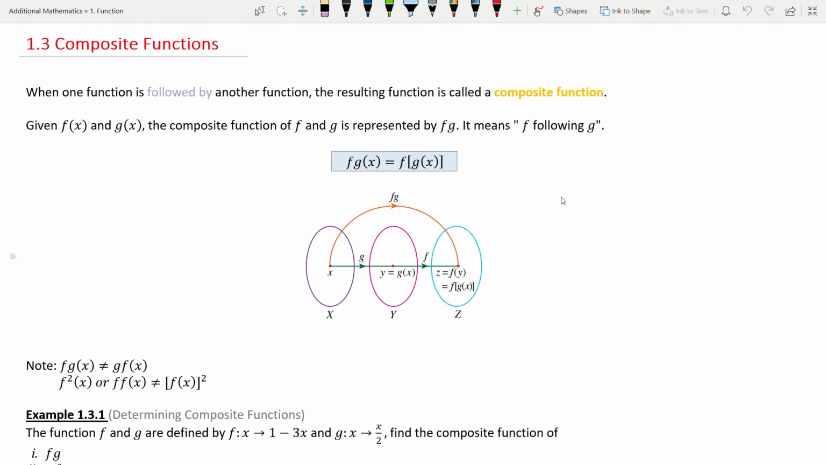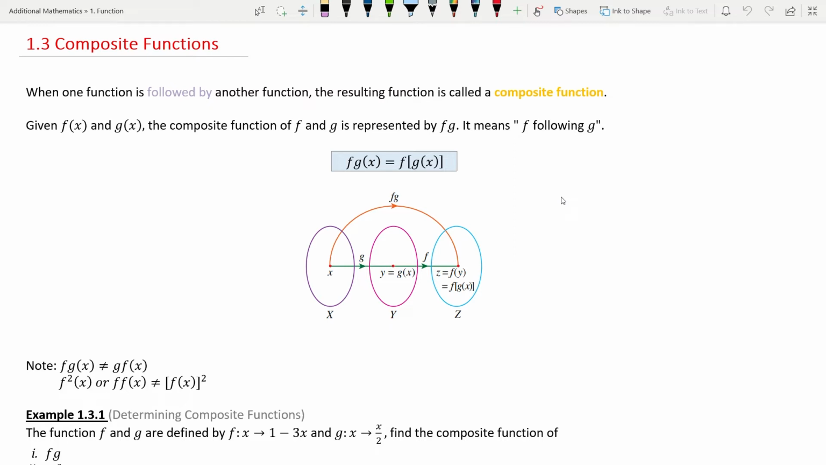1.3 Composite functions. When one function is followed by another function, the resulting function is called a composite function. Given f of x and g of x, the composite function of f and g is represented by fg. It means f following g.